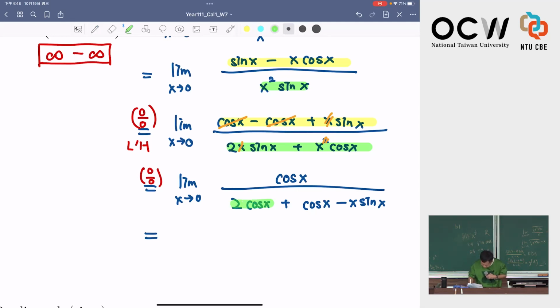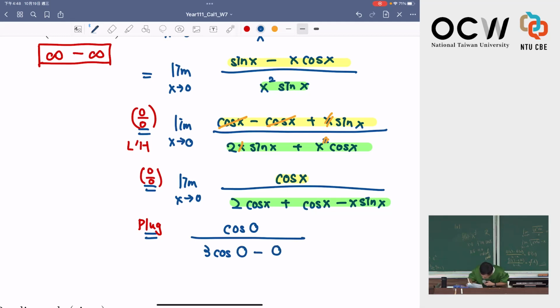Okay? And now you can work out the limit by directly plugging in to obtain cosine of 0 over 3 cosine of 0 minus 0, which is 1 over 3.